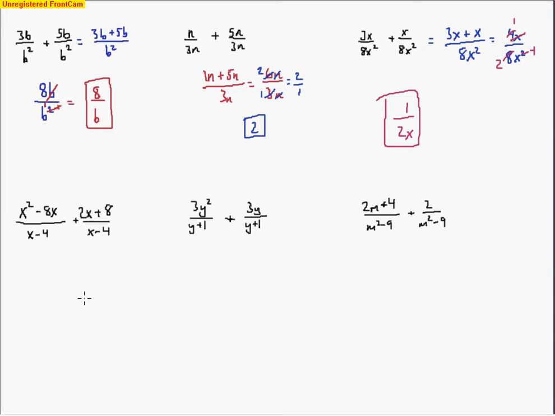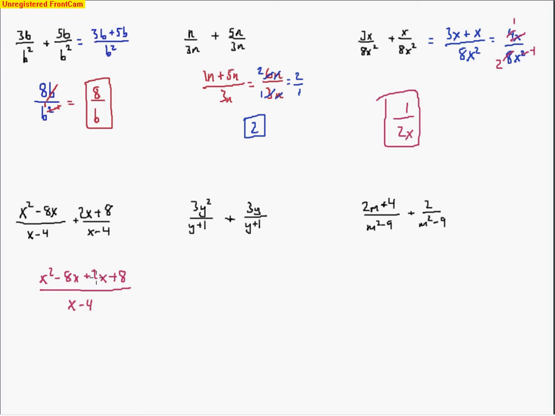So this next problem is a little bit different in that we have an expression on top rather than just one term. Here we have x squared minus 8x, but it's all over x minus 4, plus 2x plus 8 all over x minus 4. So let's go ahead and write this as one denominator. So I've got x squared minus 8x plus 2x plus 8 all over x minus 4.